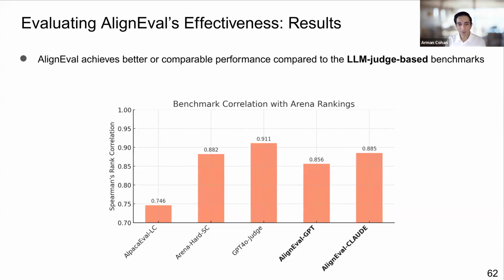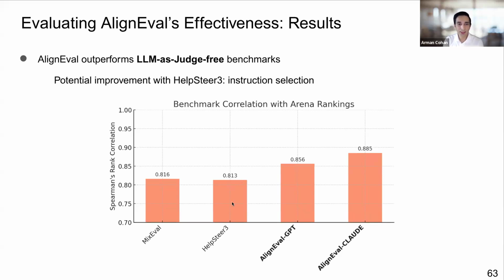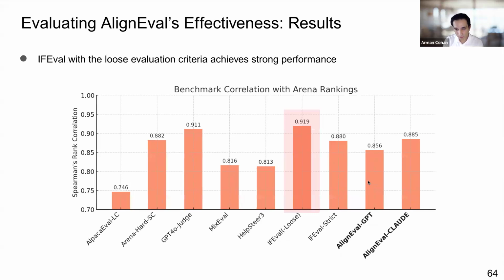So here are the results. We can see that our benchmark, in terms of correlation with Chatbot Arena, is competitive with Arena-Hard style control and GPT-4 as a judge. It's important to note that these benchmarks all use an LLM to evaluate the model's output, whereas Align-Eval does not. Compared with benchmarks that do not use LLMs as judge to evaluate the output of each LLM, our benchmark gets higher correlation. And the correlation of IFEval is also quite high compared with Chatbot Arena's.